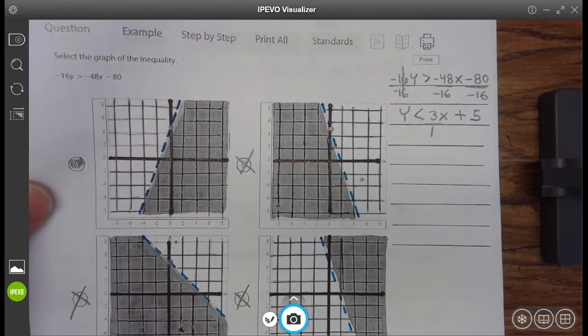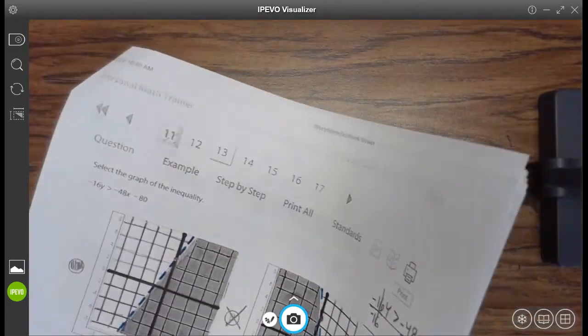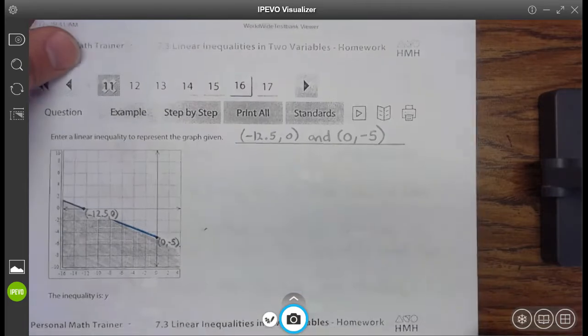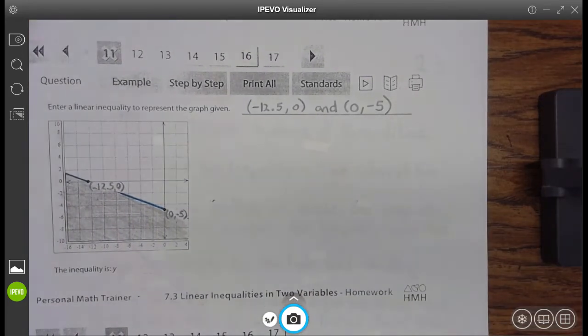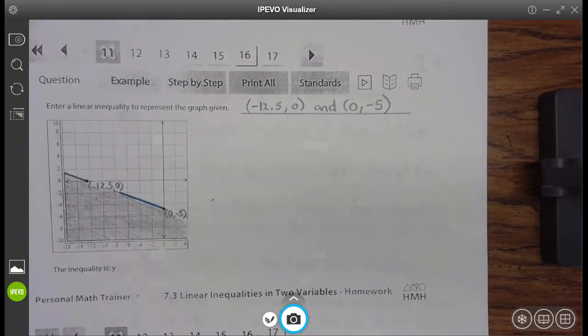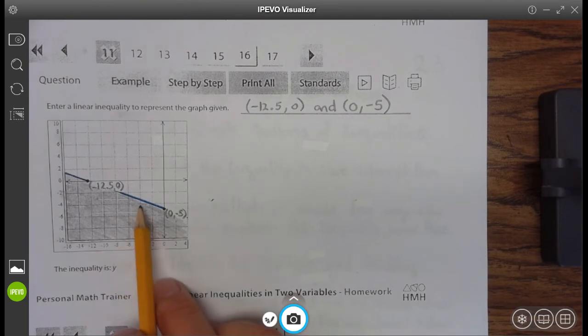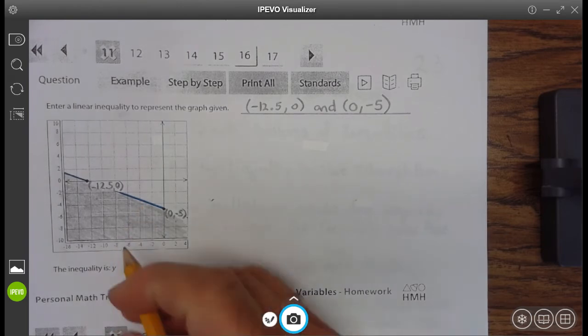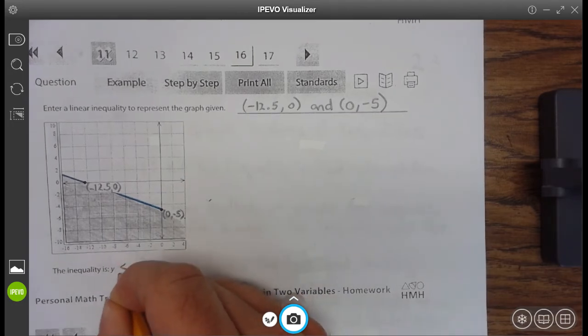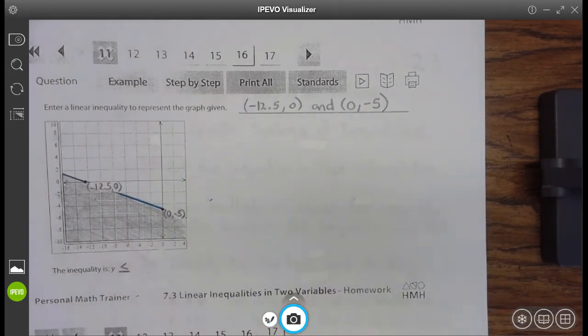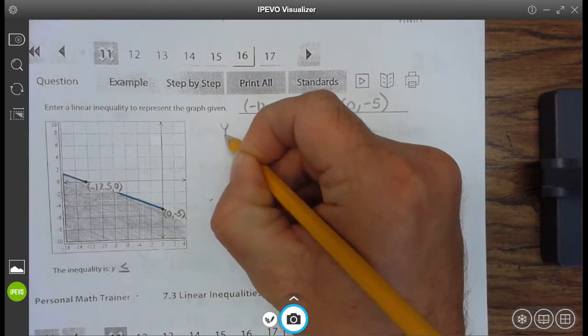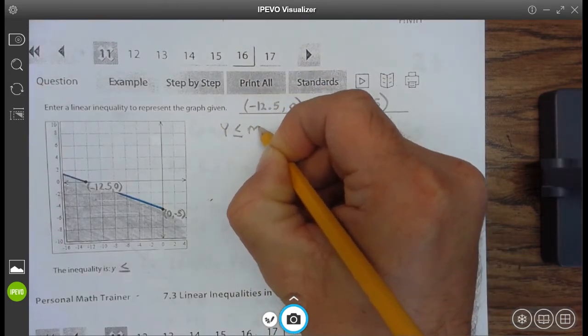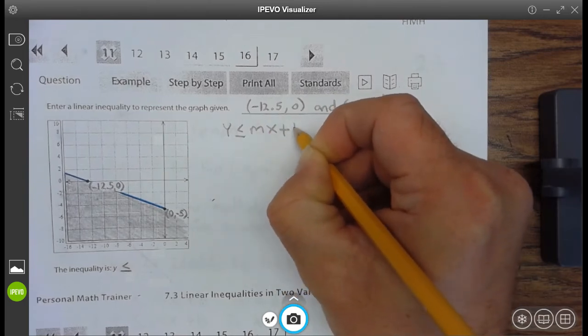All right. Let's look at the next example. All right. Enter a linear inequality to represent the graph given. Okay. So first off, we already know the inequality because it's a solid line and shaded below. So we know it's y less than or equal to. Okay. So we need to put it in slope intercept form, y equals mx plus b.